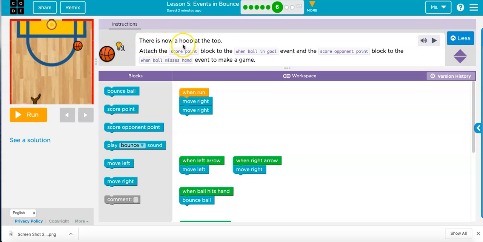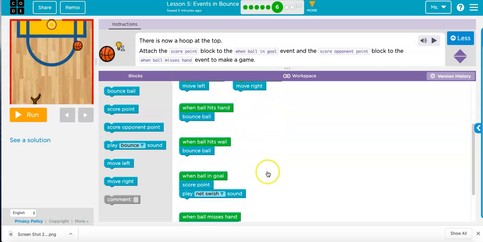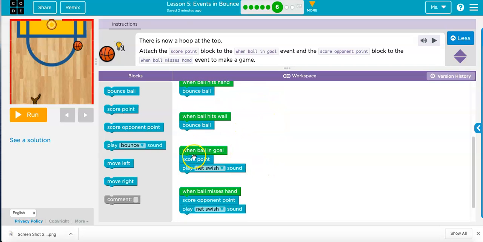Here it's telling me there is now a hoop at the top. Now this is moved. Attach the score point block to the when ball and goal block. I'm going to pause right there and do exactly that. So the score point block is right here. It asks me to find the when ball and goal, so I'm going to look for that green block that says when ball and goal, and then I would simply just add that score point to it, which is already there.